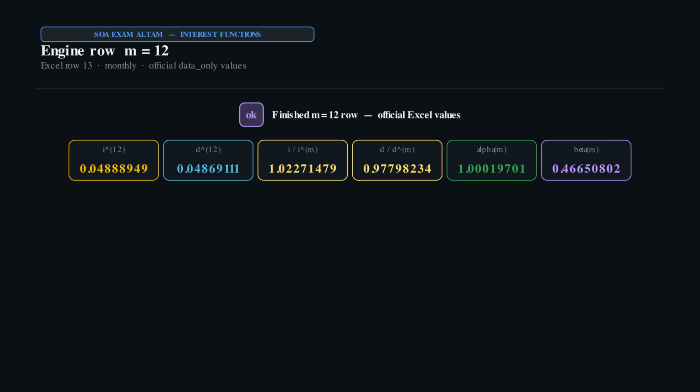Hold the finished M equals 12 row. i upper 12 is 0.04888949. d upper 12 is 0.04869111. The interest ratio is 1.02271479. The discount ratio is 0.977982234. Alpha of 12 is 1.00019701. Beta of 12 is 0.466508802. Those 6 numbers are the live Excel cash, not rounded guesses.